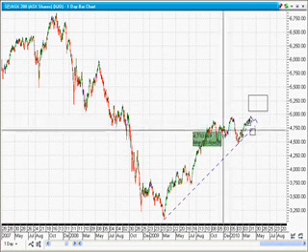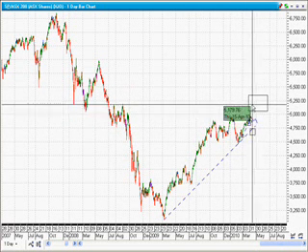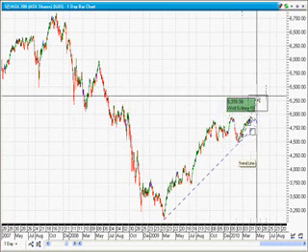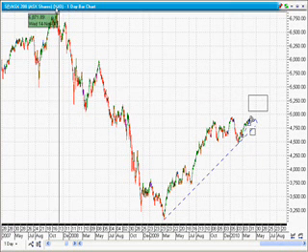So really, this is where we're at the moment. This is where we could expect price to go based on the wave 5, or the last wave of your Elliott wave, if you were to follow that kind of methodology.